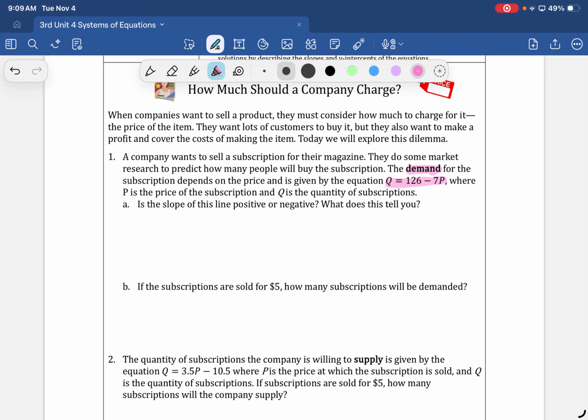Is the slope of that line positive or negative? Negative. Okay? Because remember, slope is what is in front of our variable, which in this case is negative 7P. So our slope is negative. What does that tell you? The line is going to go down. So the higher the price, the lower the quantity, the lower the demand, because that's what this one represents. So the higher the price, the lower the demand.